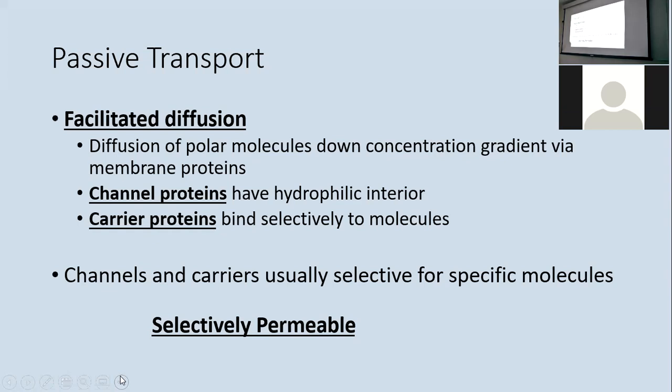You don't want just any old thing coming into a cell. You just want the things that you need for the cell to function. So the membrane is selectively permeable frequently because these proteins that are bringing things into the cell are very specific to certain molecules.